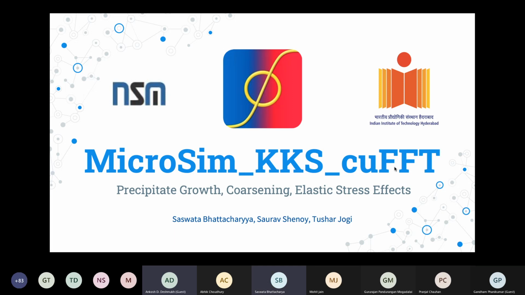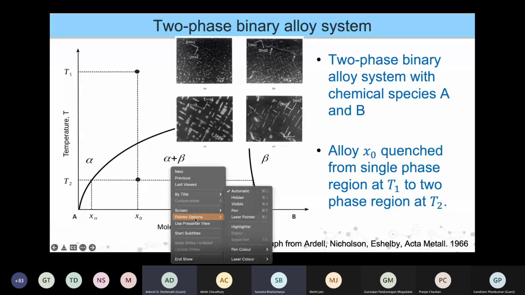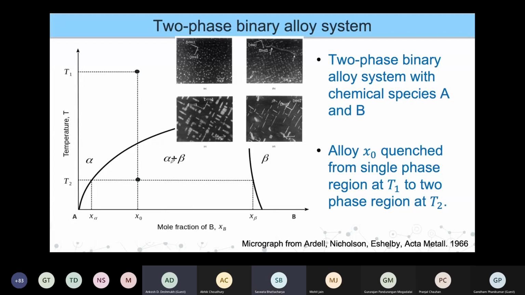So this is a typical microstructure. You have this alpha phase at, say, temperature T1, and then you quench it to temperature T2 and hold it there. So you were here, now you quenched it here, and you are holding it here, and you are seeing this beta phase coming out as precipitates, and these precipitates are growing and coarsening.